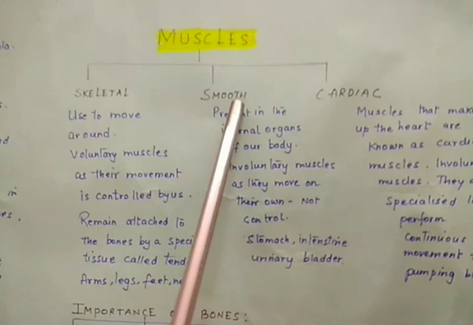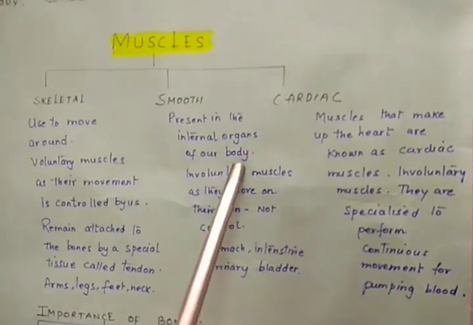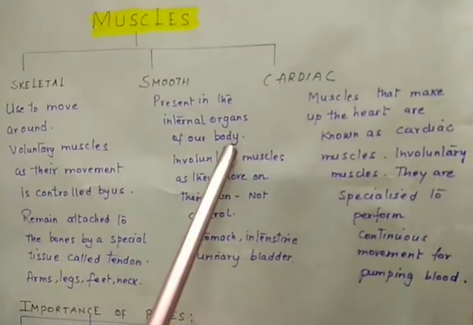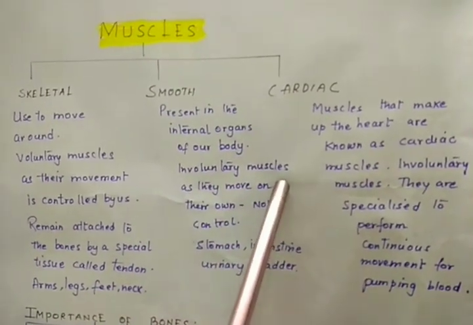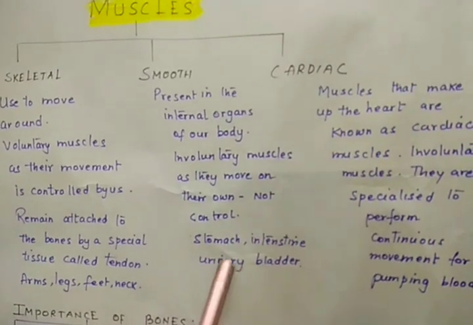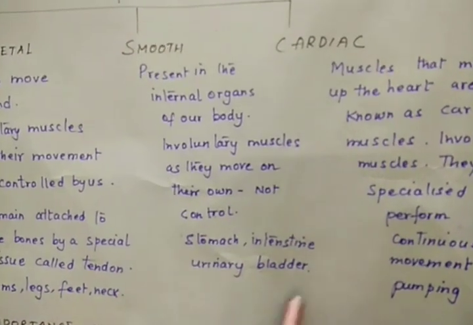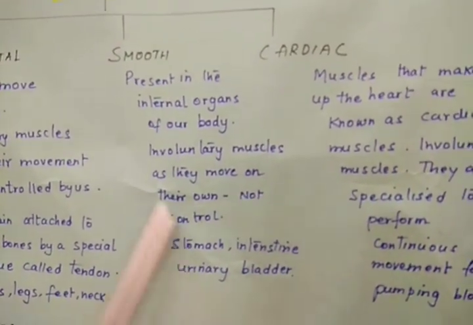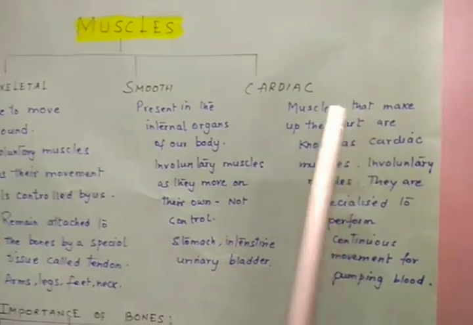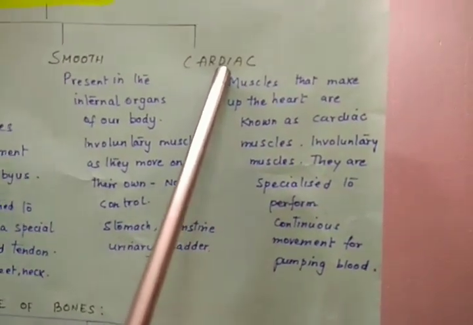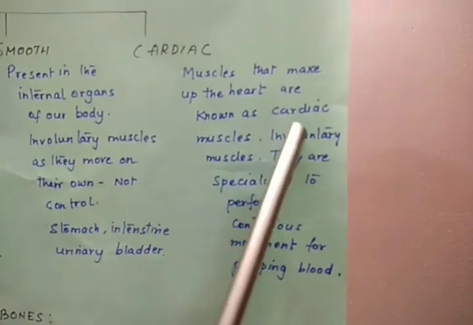Next we move to smooth muscles. What is that? These are present in the internal organs of our body. Smooth muscle is present inside the body. That means there is no control. So it is actually an involuntary muscle which we cannot control. Suppose we talk about the stomach, the intestine, the urinary bladder. You cannot control these muscles. That is why they are called smooth muscles and they are involuntary. Then we move to cardiac muscles. What is there in cardiac muscles? The muscles that make up the heart are known as cardiac muscles.